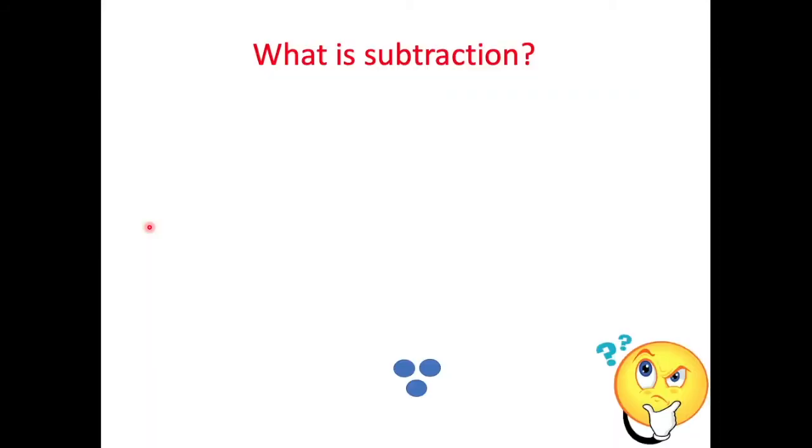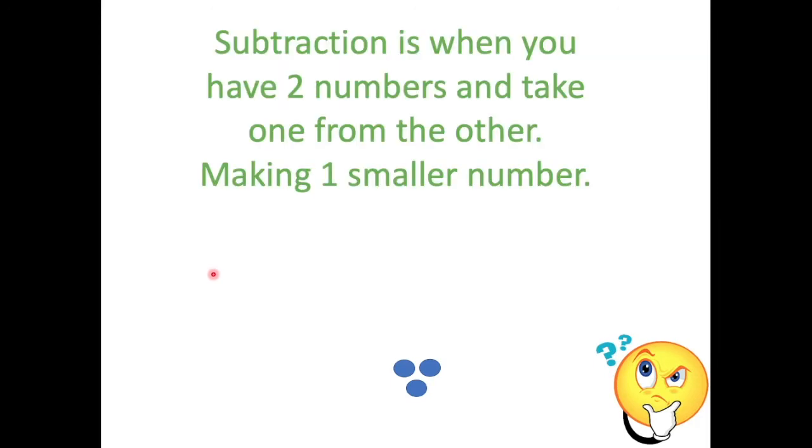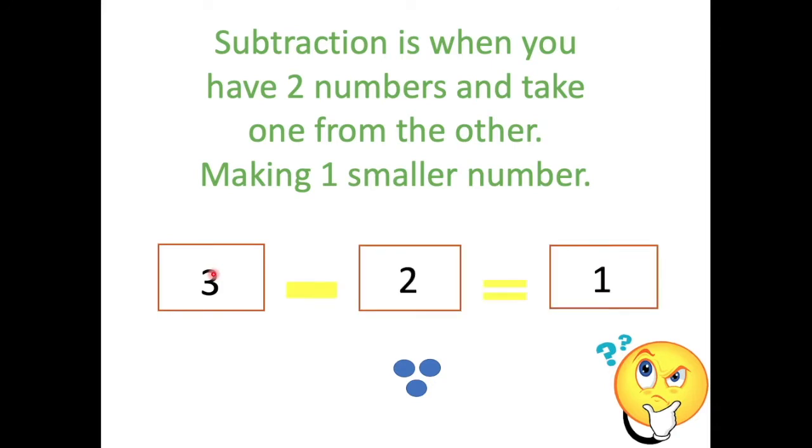So what is subtraction? Subtraction is when you have two numbers and take one from the other, making one smaller number. For example, we've got 3, take away 2 equals 1. Or if we look at this little diagram at the bottom, we have 3 balls. If I take away 2 of them, we're left with only 1.